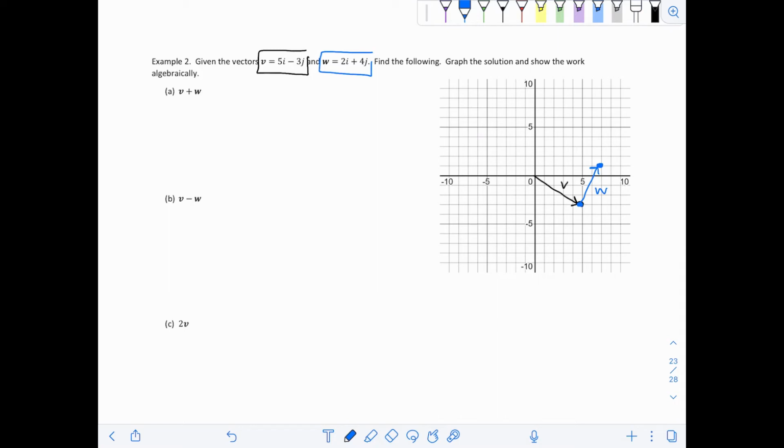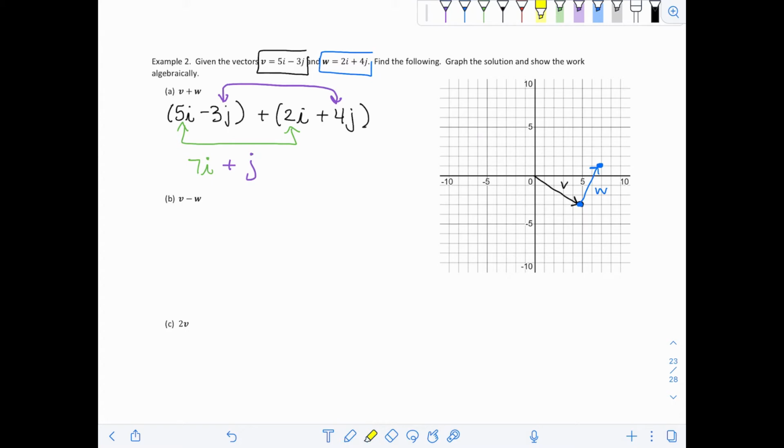Now let's actually show this algebraically as well. So let me write vector v: 5i minus 3j plus 2i plus 4j. It basically follows the rules of like terms. I can combine the i's together, so that's going to be 7i. And I can combine the j's together. So -3j plus 4j is plus j, or plus 1j. I'm just going to write it like that. So this is the answer.